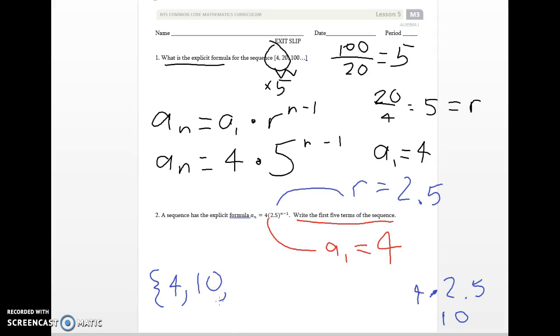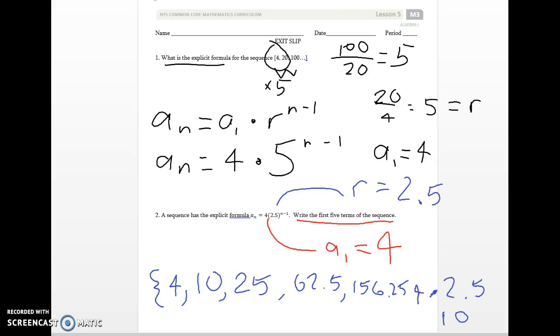And our next term after that is 10 times 2.5. If you knew your multiplying by 10 rules, that's just 25. The next term in the sequence should be 25 times 2.5, which is 62.5. And the last term is 156.25.